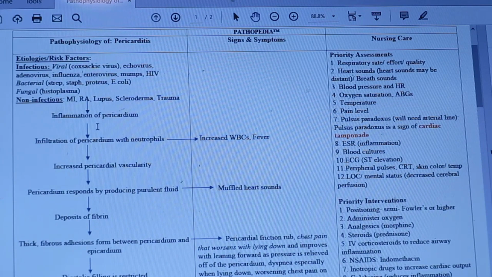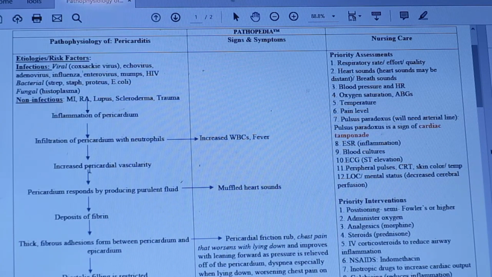So that causes inflammation of the pericardium, which then causes the neutrophils, which are kind of the first line of defense, to start flooding that pericardium. Well, what you're going to see on the outside of the body over here are the outward manifestations, which on the CBC, you'll see an increased white blood count, and you'll see a fever start to develop, because that's what happens when the inflammatory process is initiated.